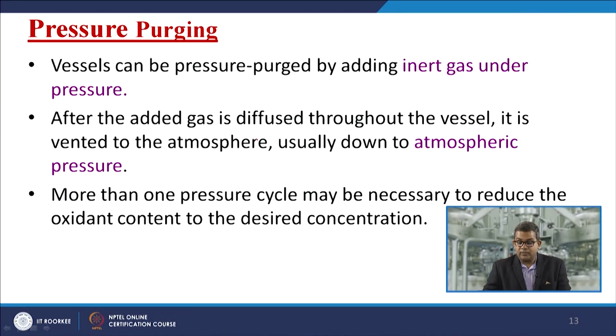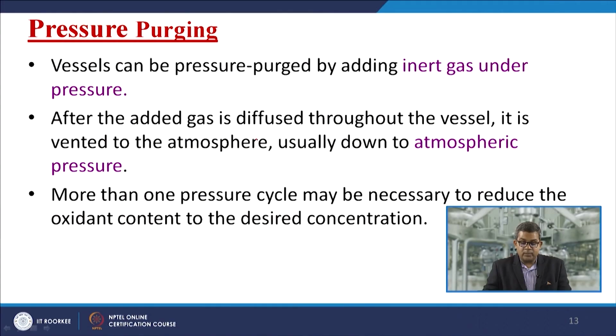Now let us have a look at pressure purging. A vessel can be pressure purged by addition of inert gas under pressure. Sometimes it performs an action like sweep-through purging. After the added gas has diffused throughout the vessel, it is vented to the atmosphere, usually down to atmospheric pressure. More than one pressure cycle may be necessary to reduce the oxidant content to the desired concentration.